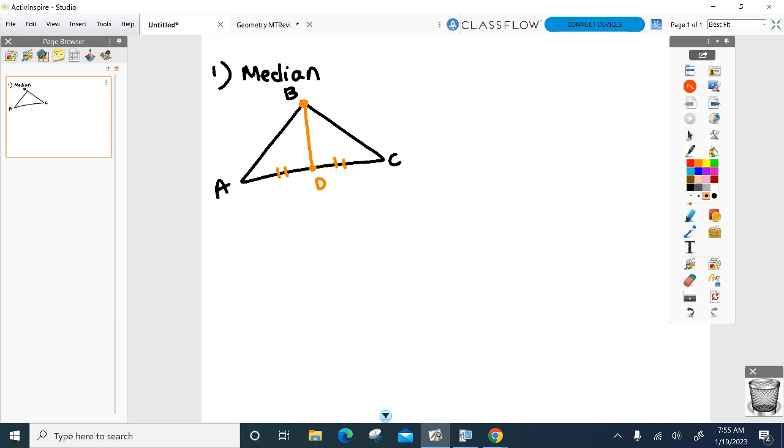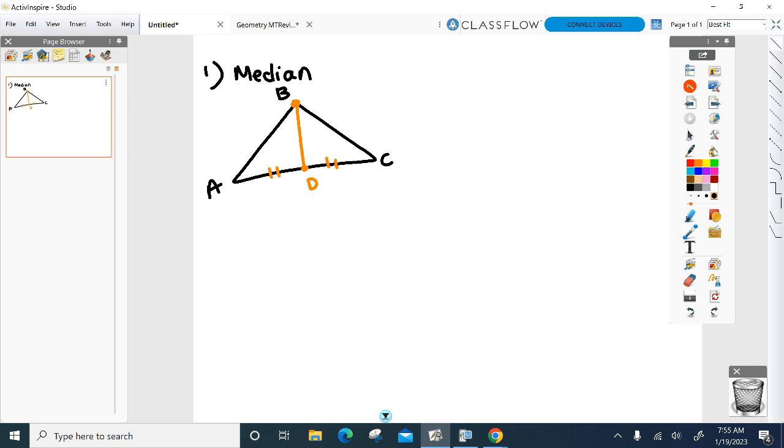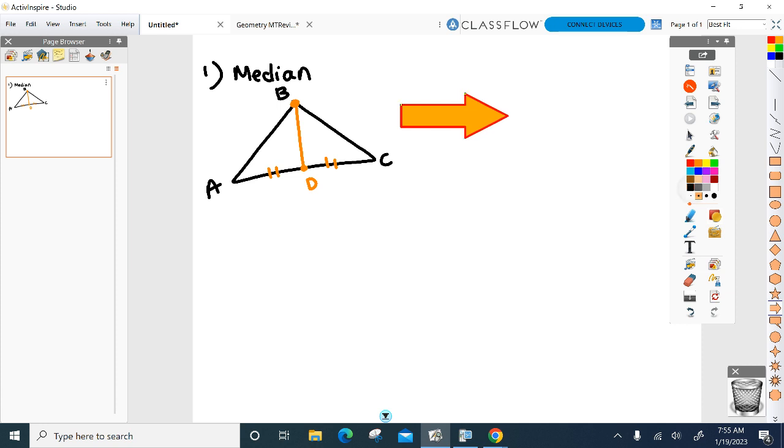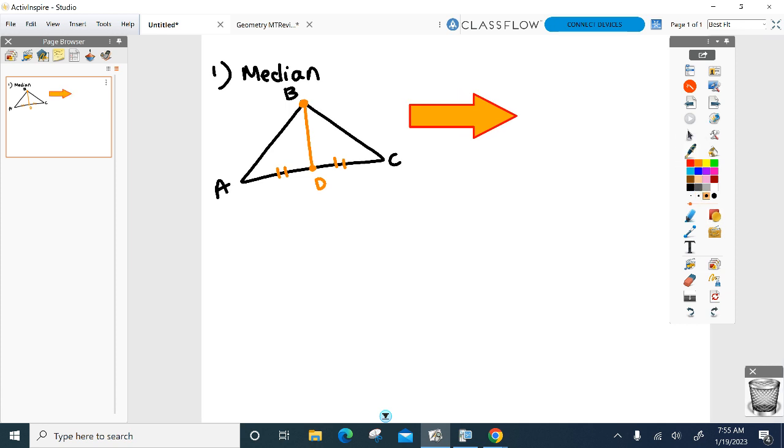3. If you draw them all in, I'm going to go nuts today. There it is. Oh, that's not what I wanted. If you draw them all in, where do they intersect at? A point called the centroid. Medians and centroid, right?